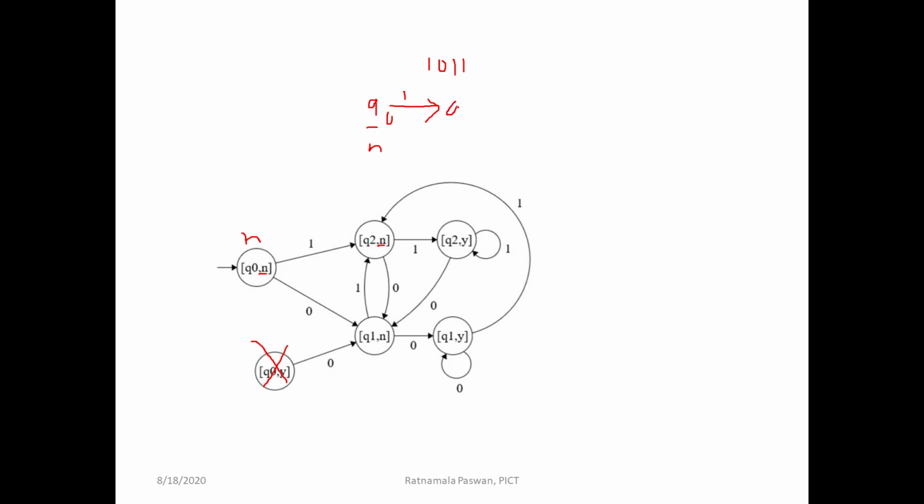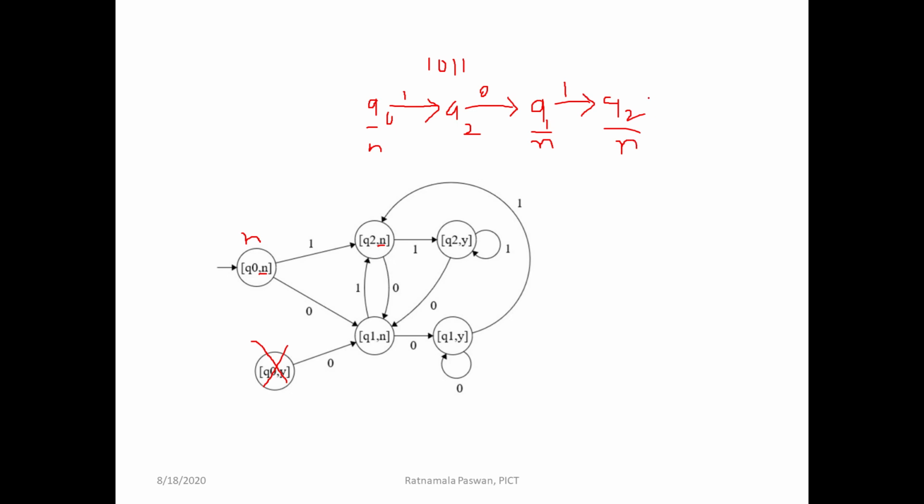Then from q2 I'm not writing the output every time. I will just keep track of which state it is, q2n. From q2n there is an input, again 0. So on input 0, where is it going? It is going to q1 with output n. Again I'm not writing the output here, or you can write it here to avoid confusion. Q1n, the next input is 1. Q1n on input 1 is going to Q2. Again the output is n here.